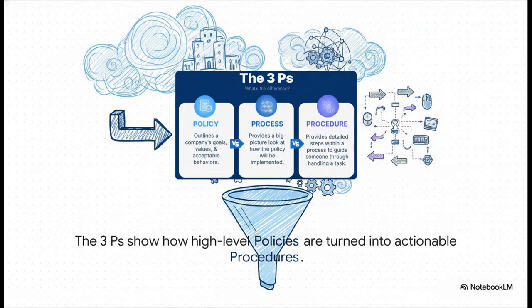And this visualizes how it all connects. Let's stick with our password example. The policy is the big idea. Use secure passwords. The process is the general flow, like maybe requiring password resets every 90 days. And then the procedure is the nitty-gritty, step-by-step guide the IT tech follows to help you do it. See? It's like a funnel, taking a big goal and turning it into a consistent, repeatable action.